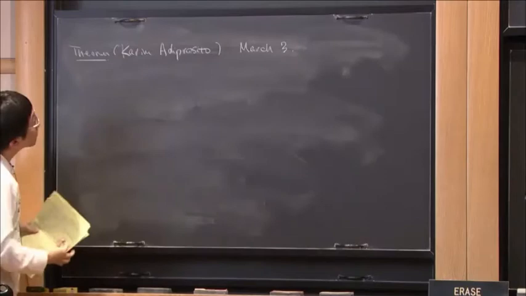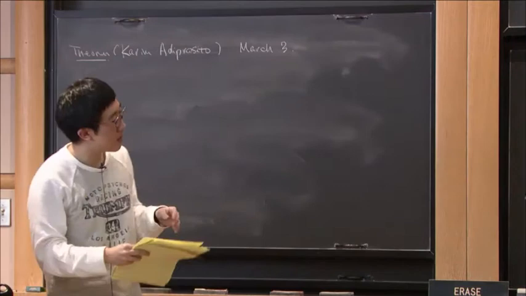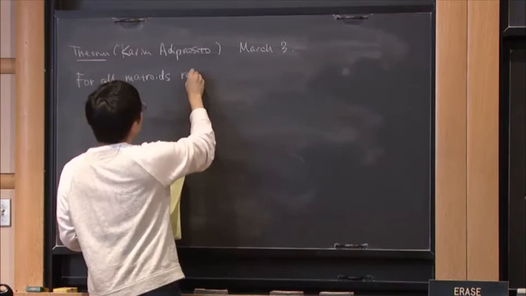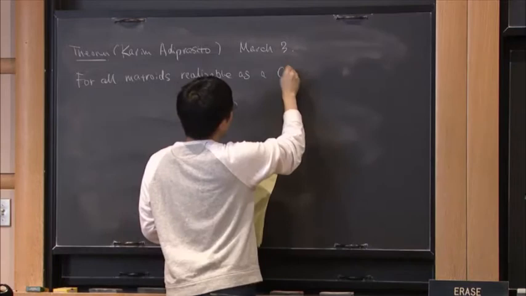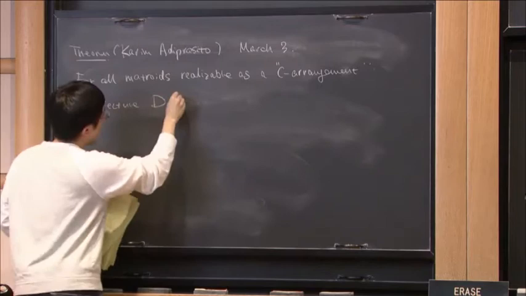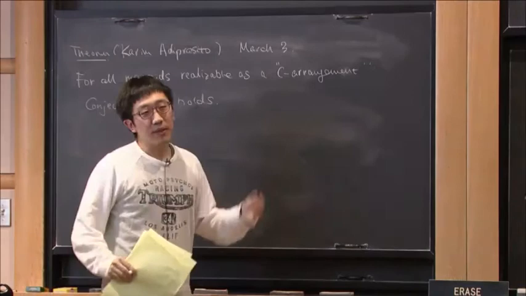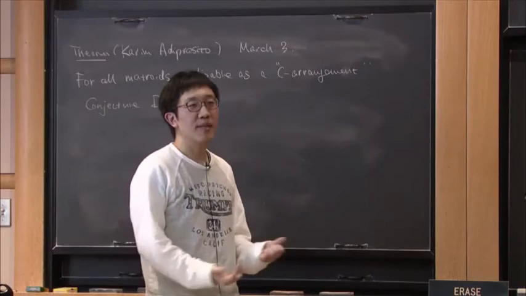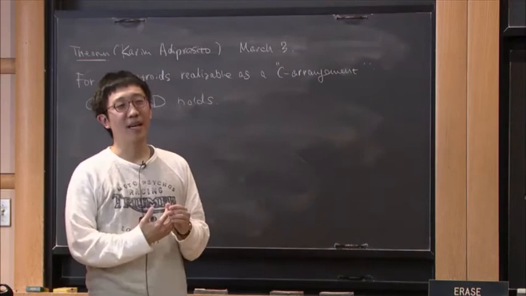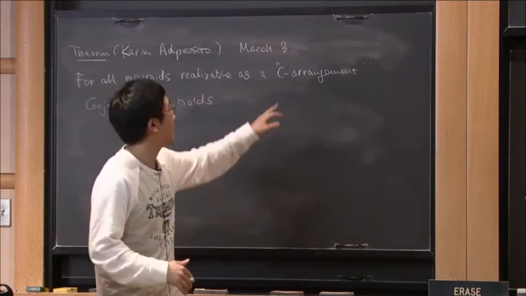And by applying this polyhedral or convex geometric approach to conjecture D, he showed that for all matroids that are realizable as a C arrangement, conjecture D holds. So a C arrangement is a collection of subspaces of a given vector space, so that any intersection among those subspaces has a codimension which is a multiple of a given number C. So if you're given a complex hyperplane arrangement, and if you view it as a real subspace arrangement, then it's a 2 arrangement, because every intersection has codimension a multiple of 2.